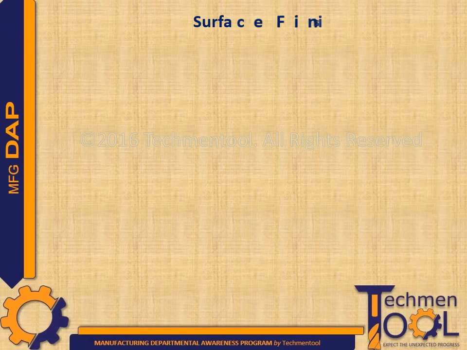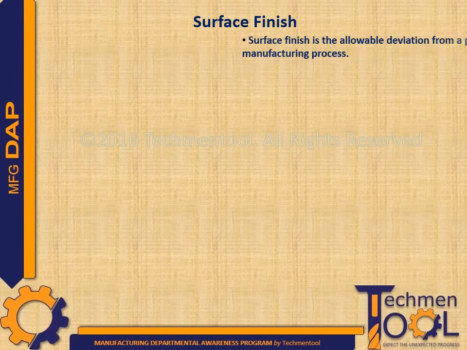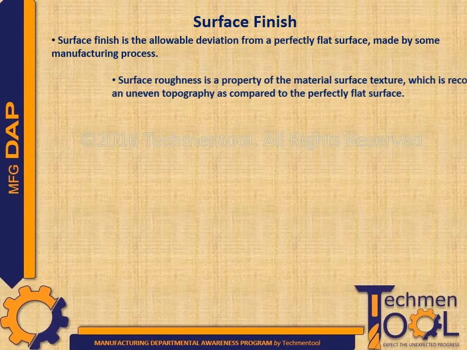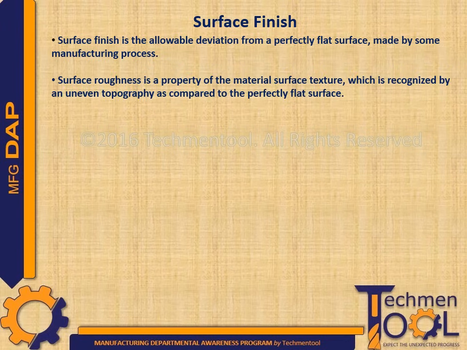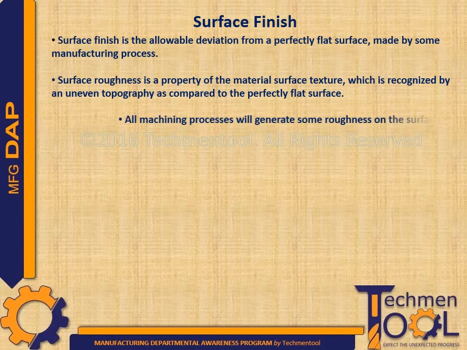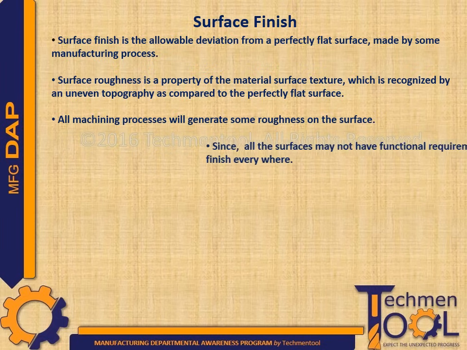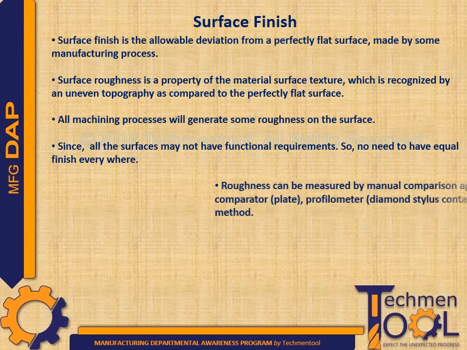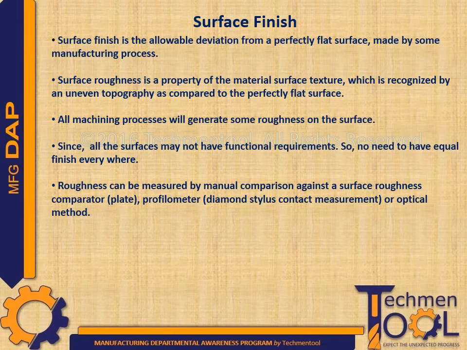Now let us discuss surface finish. Surface finish is the allowable deviation from a perfectly flat surface made by some manufacturing process. Surface roughness is a property of the material surface texture which is recognized by an uneven topography as compared to the perfectly flat surface. All machining processes will generate some roughness on the surface. Since all the surfaces may not have functional requirements, there is no need to have equal finish everywhere. Roughness can be measured by manual comparison against a surface roughness comparator, or by profilometer or optical method.